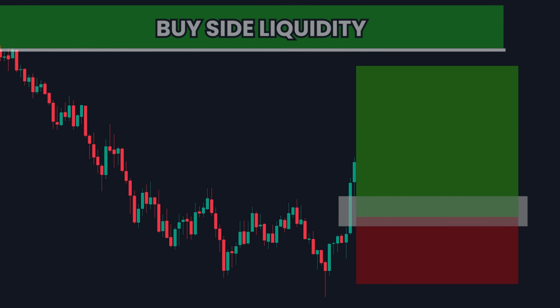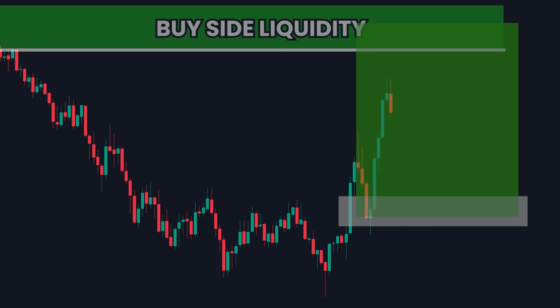Stop below the low of the manipulation, because if price trades back down there, the whole idea is dead. And target on the buy side above yesterday's high. Price is pulling back. Order filled. Now patience. There's 2R, half off, stop to break even, and the runner is free.